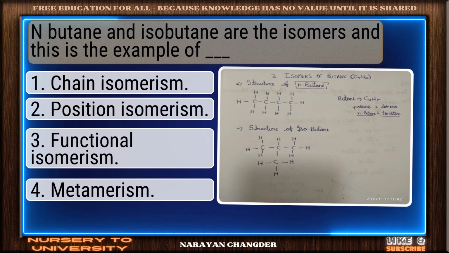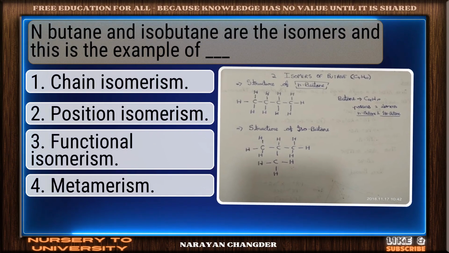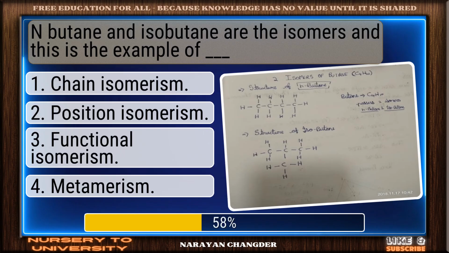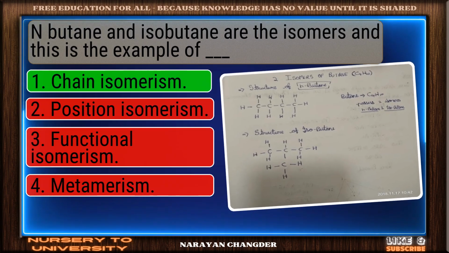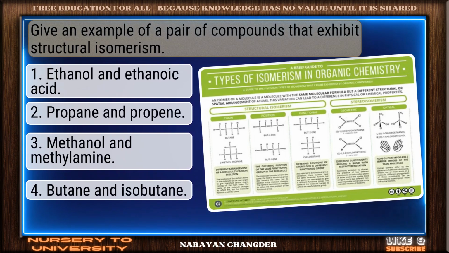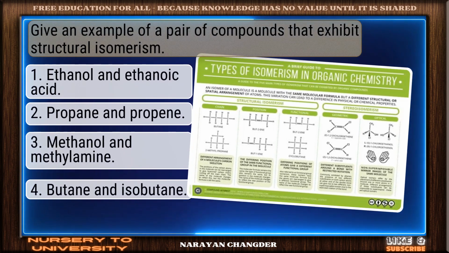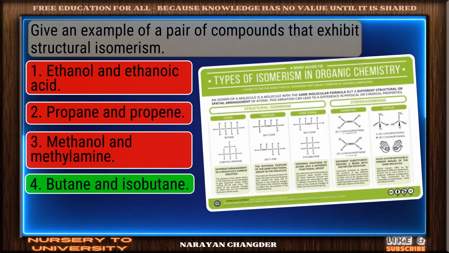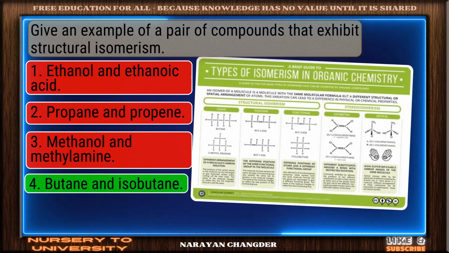N-butane and isobutane are the isomers, and this is the example of. Great job. Chain isomerism is the accurate answer. Give an example of a pair of compounds that exhibit structural isomerism. Bravo, butane and isobutane is the answer.